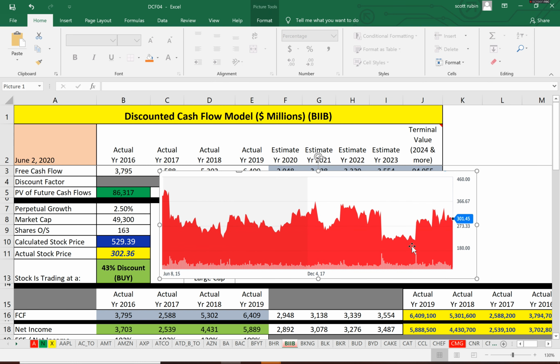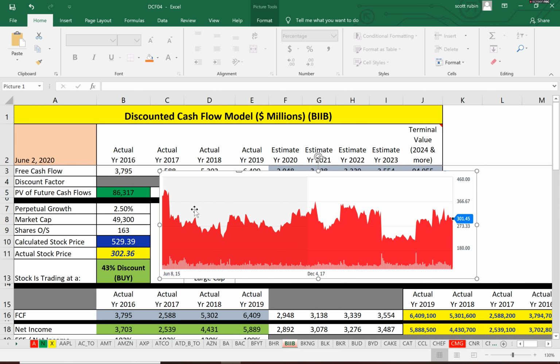Let's look at the historical stock price. So it was never really much more than 400. So it's always been trading at a discount. So stocks can always trade higher or lower than intrinsic value. The stock price moves based off of demand of the market. So if more people are looking to buy a stock, the price gets bid up. And if more people are looking to sell a stock, the price gets pushed down.